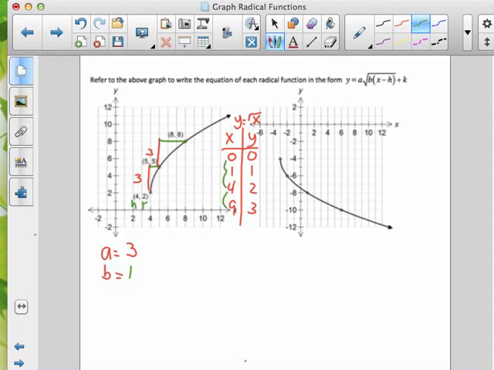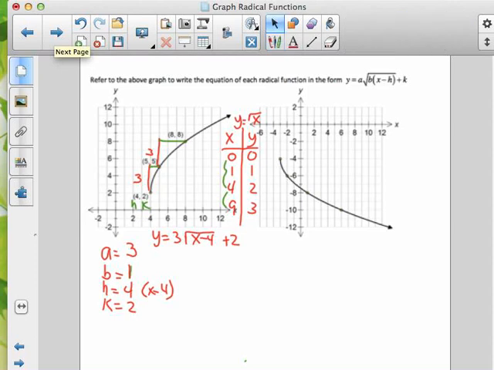This is our H and this is our K. So let's put that in red. So H here is 4, so that'll be x minus 4, and K is 2. So that means the equation of this graph is y equals 3 times the square root of x minus 4 plus 2. All right, and that's all there is to it. Let's look at the next one.